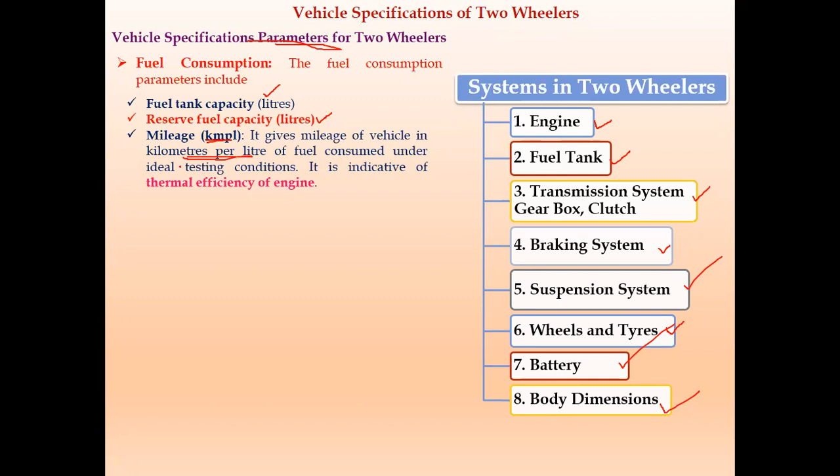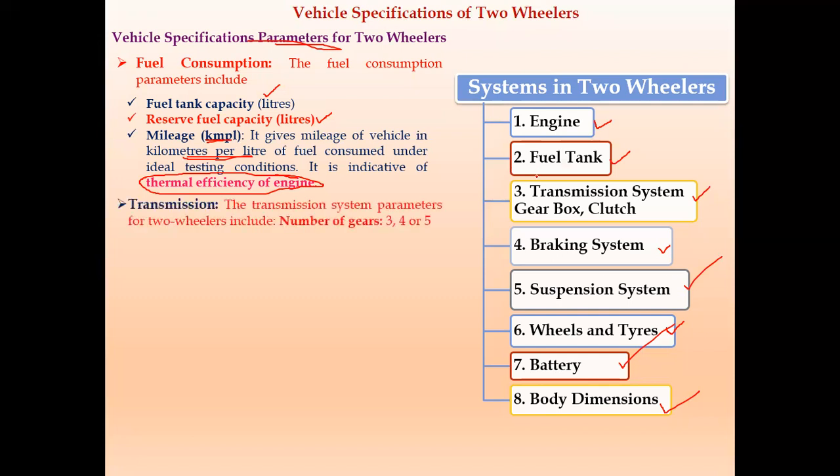This mileage is nothing but the thermal efficiency of the engine. So mileage is nothing but, when 1 liter of fuel is consumed, how many kilometers the vehicle runs on 1 liter of fuel. So that represents the thermal efficiency of the engine in ideal conditions. So this is the first parameter.